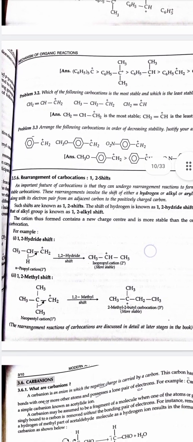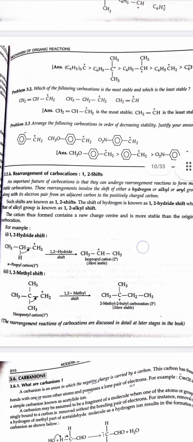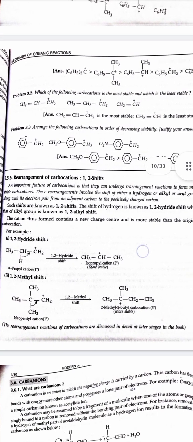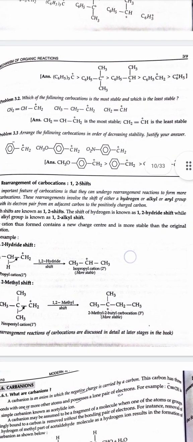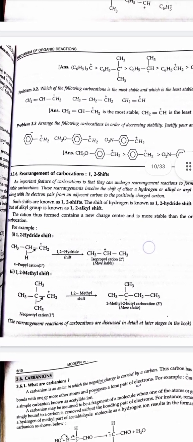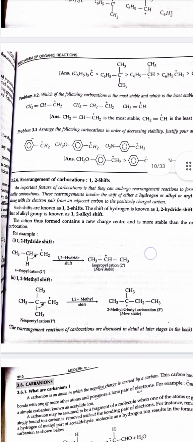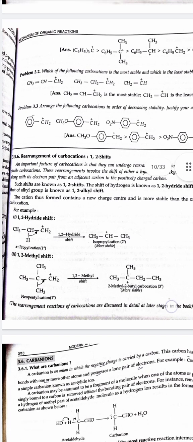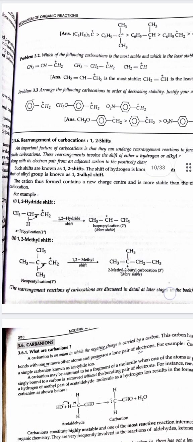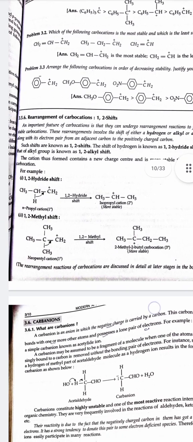The shift of hydrogen is known as 1-2 hydride shift, while that of alkyl group is known as 1-2 alkyl shift. The carbocation thus formed contains a new charge center and is more stable than the original carbocation. For example, 1-2 hydride shift: n-propyl cation, 1 degree, to isopropyl cation, 2 degree. 1-2 methyl shift: neopentyl cation, 1 degree, to methyl butyl carbocation, which is 3 degree and more stable. The rearrangement reactions of carbocations are discussed in detail in later stages.